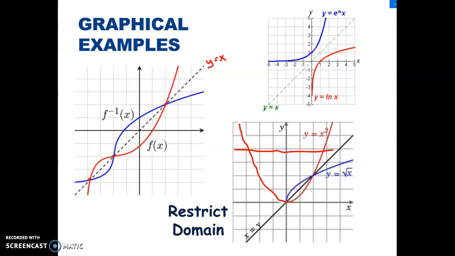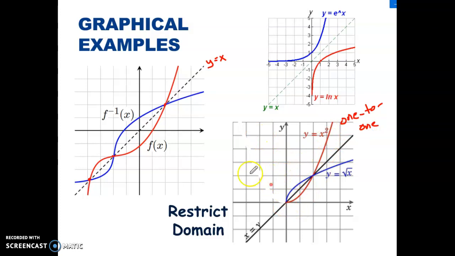So what I'm going to try and get rid of now is half of it. So if I get rid of half of this, this red line passes the vertical line test. It passes the horizontal line test, meaning it's 1-to-1. So there is a restriction on who can be an inverse. It has to be 1-to-1.